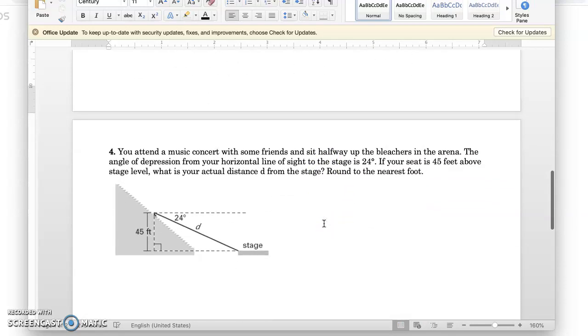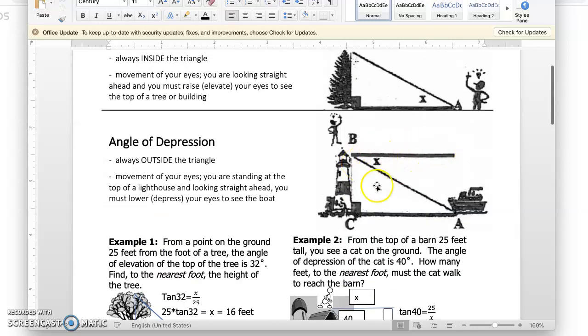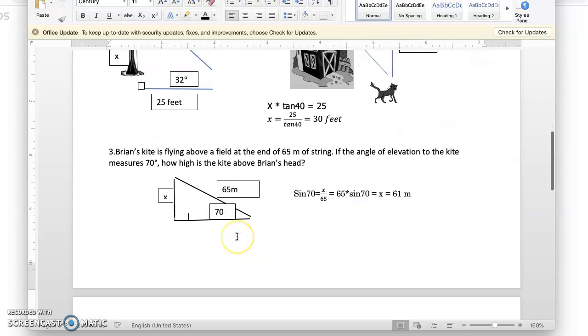In the last example, we're using the angle of depression, and I have the majority of it written out for you. I'm just missing one of the sides, which is fine. So it says you attend a music concert with some friends and sit halfway up the bleachers. So at that point, when you're drawing this out, you don't have to draw bleachers out. Just focus on the rest of the problem to see how you can make a triangle. And it says the angle of depression from your horizontal line of sight, so this would be your horizontal line of sight, is 24 degrees. So that's where angle of depression would go, which again also corresponds to this beginning definition up at the top.